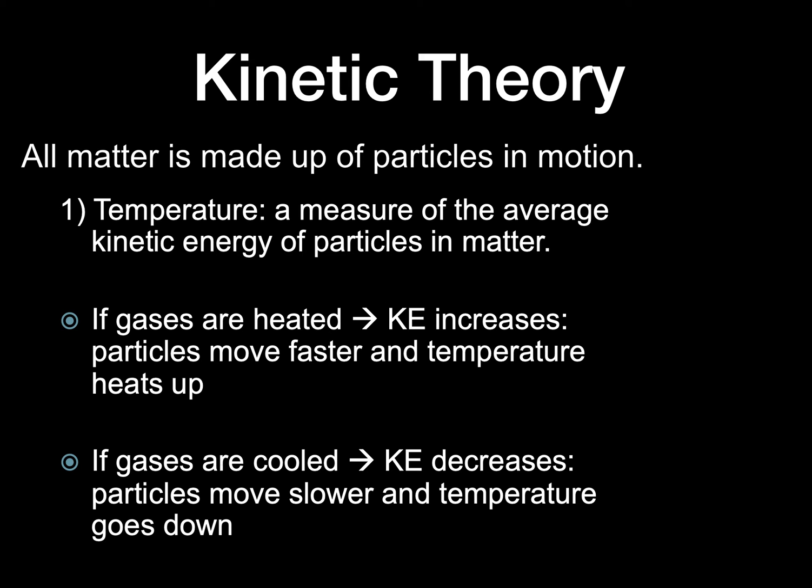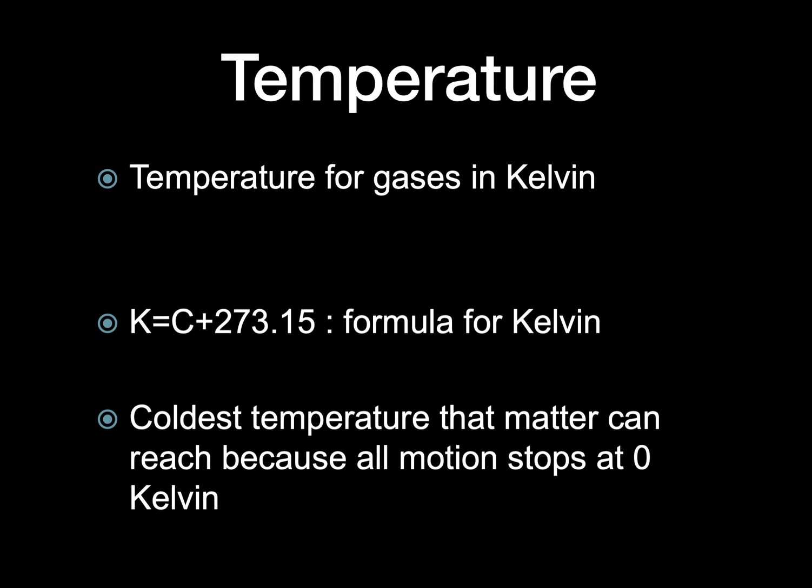If gases are cooled, kinetic energy decreases. Particles move slower and temperature goes down. Temperature for gases is measured in Kelvin, and the formula for Kelvin is K equals C plus 273. There's a good chance that they'll give you your temperature in degrees Celsius, and you'll have to plug that into the Kelvin formula. The coldest temperature that matter can reach, because all motion stops, is 0 Kelvin.